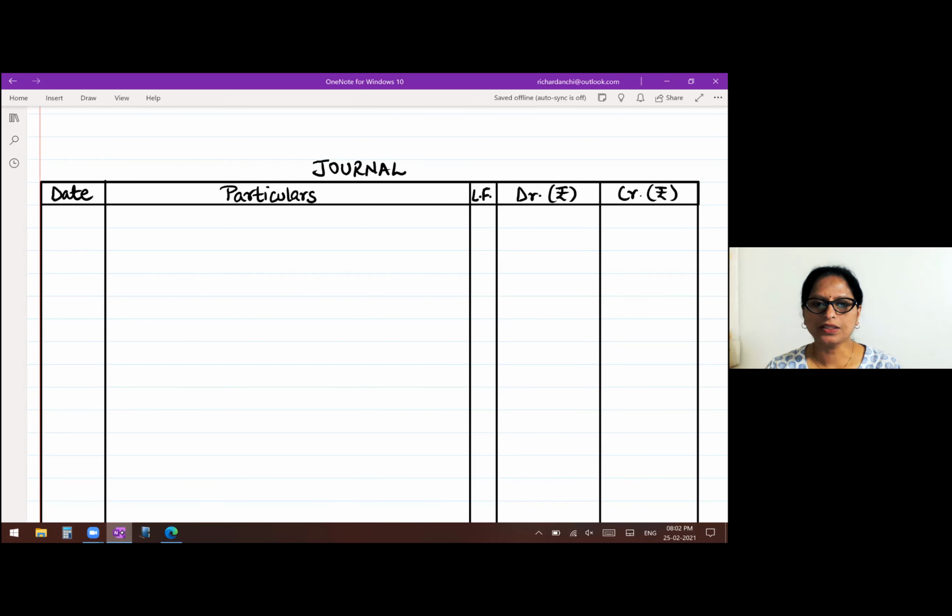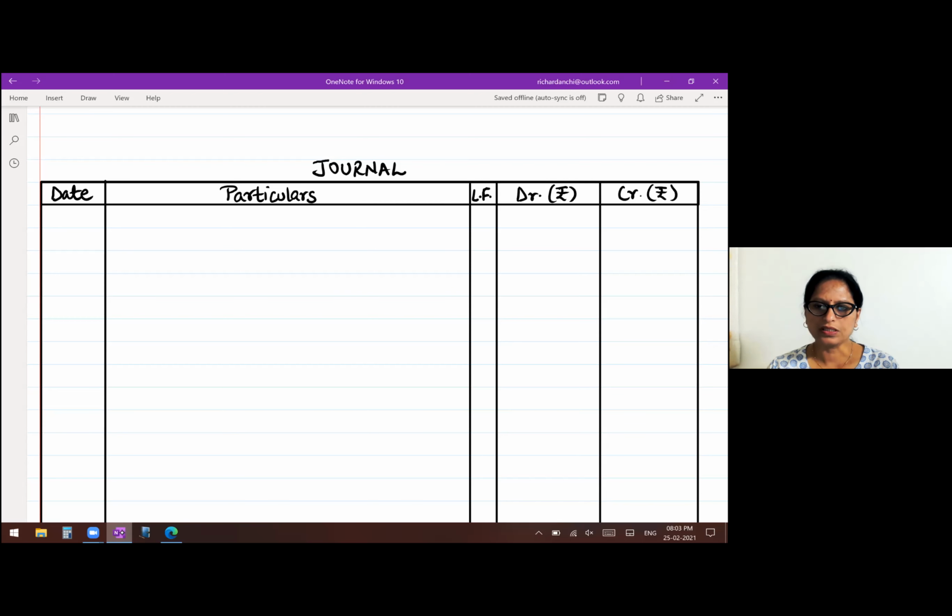Today we will be continuing with the journal. In the last lecture we studied the meaning, the definition, the specimen and journal entries regarding goods. We had done about 11 entries, all with goods. So now we will do wages or incomes, expenses, different types of journal entries, different types of transactions.